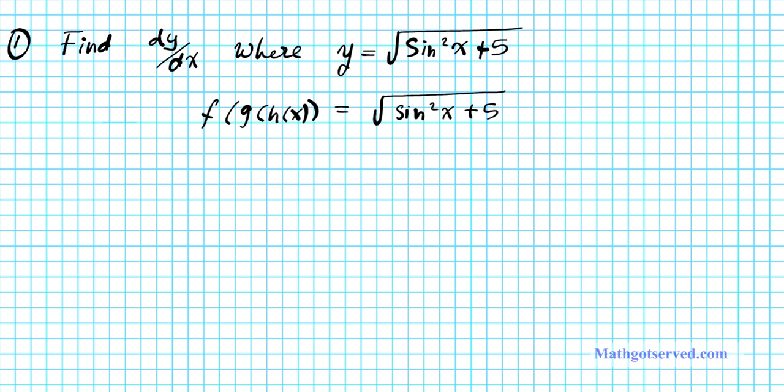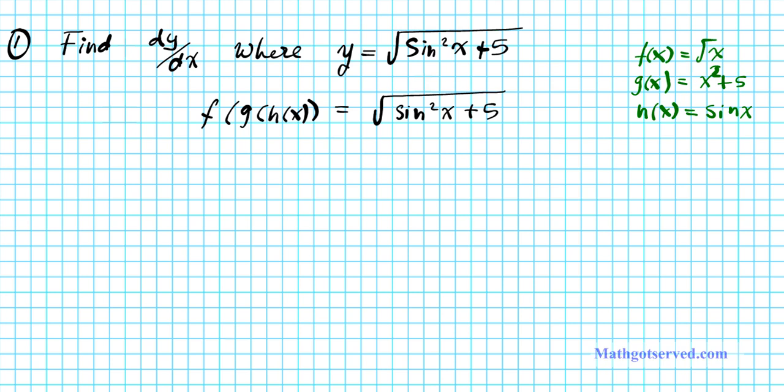Let's list the functions on the side here. The outermost one is f of x equals root x, followed by g of x, a quadratic function. It's kind of hard to see, but it's x squared plus 5. Remember, sine squared x is the same thing as sine x, squared. And then the innermost one, h of x, is equal to sine x. So that is why we have three functions being composed with one another here.